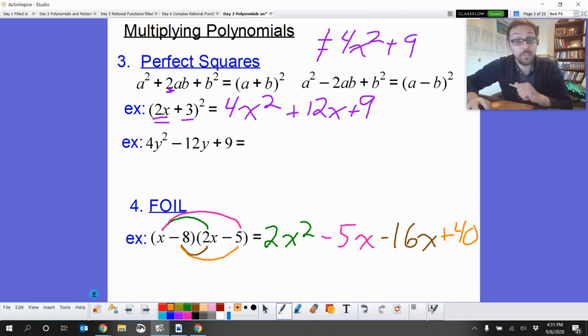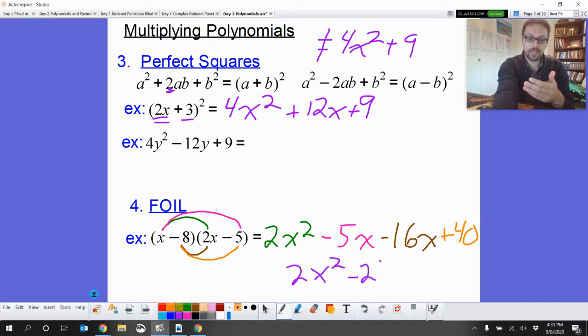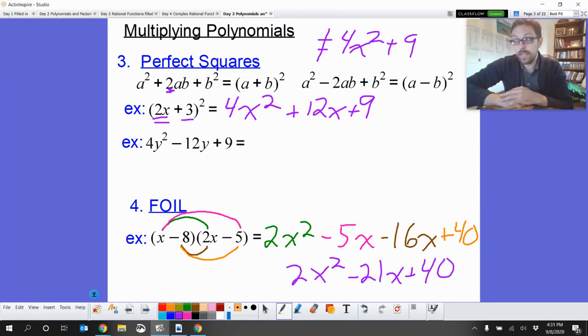This is sometimes called, I like to call it the moon method, because it kind of makes like a little crescent moon thing. Isn't that cute? Aww. Lastly, you're going to combine all your like terms, so you get 2x squared minus 21x plus 40. I combined that negative 5x and the negative 16x.